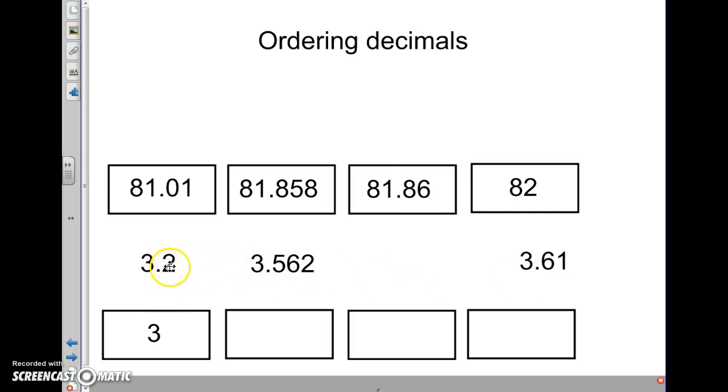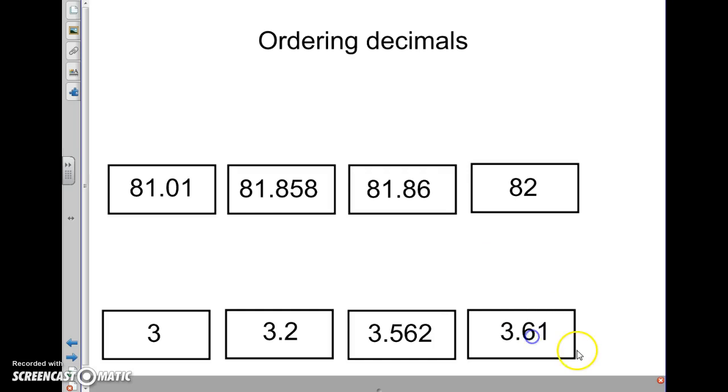So 3.2, so 2 tenths is going to be the next largest after 3 whole. And then this one had 5 tenths versus 6 tenths, so 5 tenths is going to be the next bigger number. And then finally 3.61 will be the largest of those numbers. And that is how you order decimals.